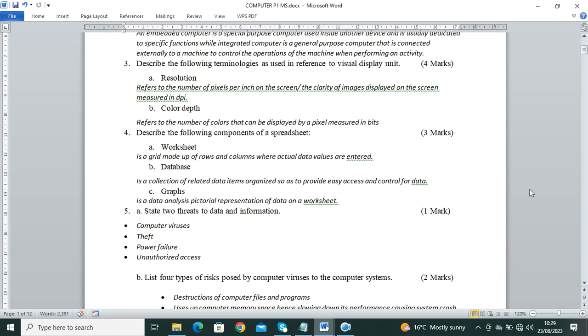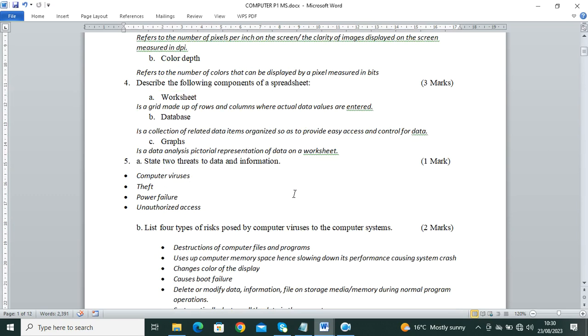A database, on the other hand, is a collection of related data items organized so as to provide easy access and control for data. Like guys, if I take a vehicle, let's say I have bought a matatu, then I have employed makanga, I have employed a driver, and also a mechanic. If I keep data about that mechanic, about that makanga, about that car, that one is a database. It's just a collection of items organized as to provide easy access and control of data. Then we have graphs. A graph is just a chart. It is a pictorial representation of data or graphical representation of data.